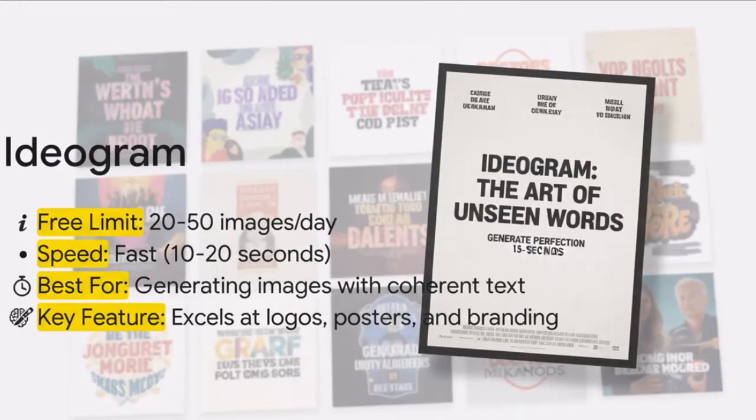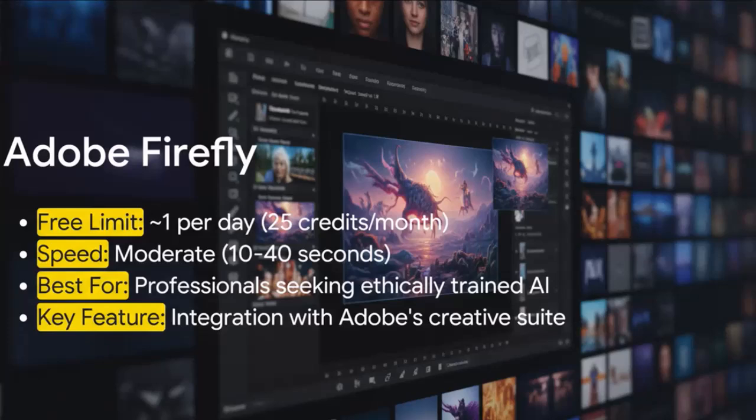Ideogram. Its superpower is text. For the longest time, AI has been famously terrible at putting actual readable words into an image. Ideogram just nails it. So if you need a logo, a poster, anything with words on it, this is where you go, period. And then we have Adobe Firefly.